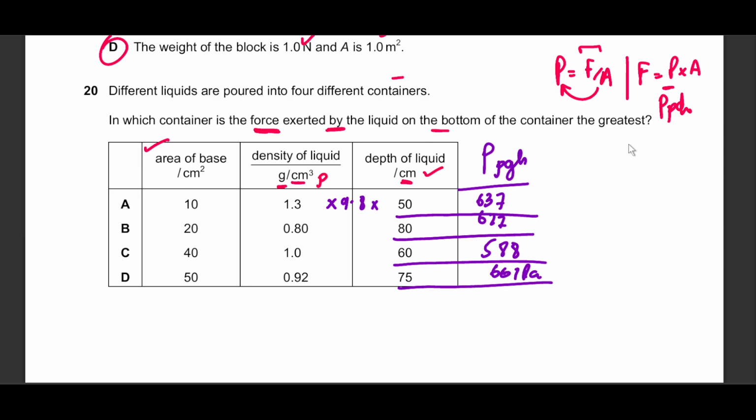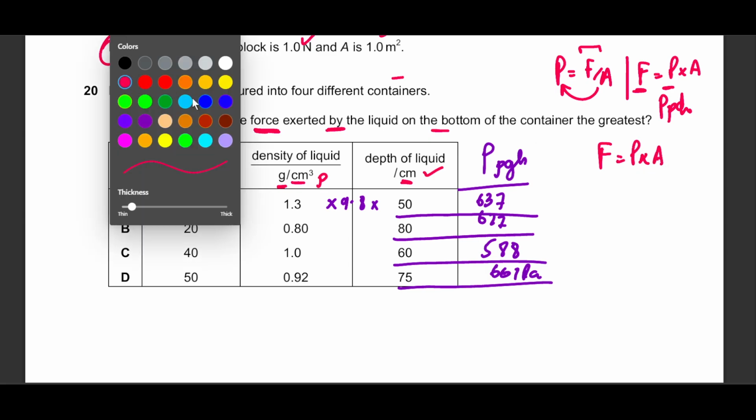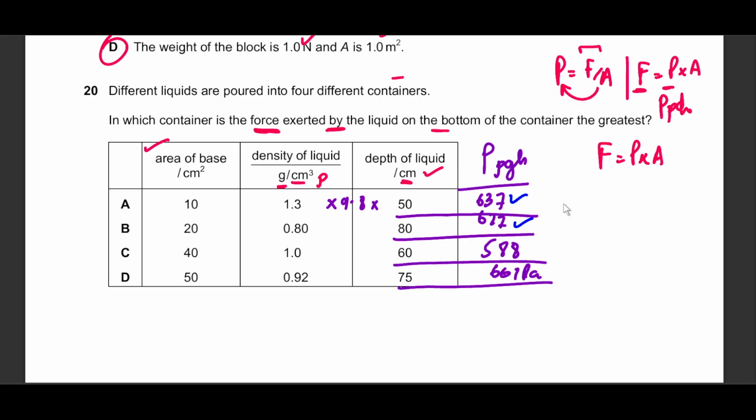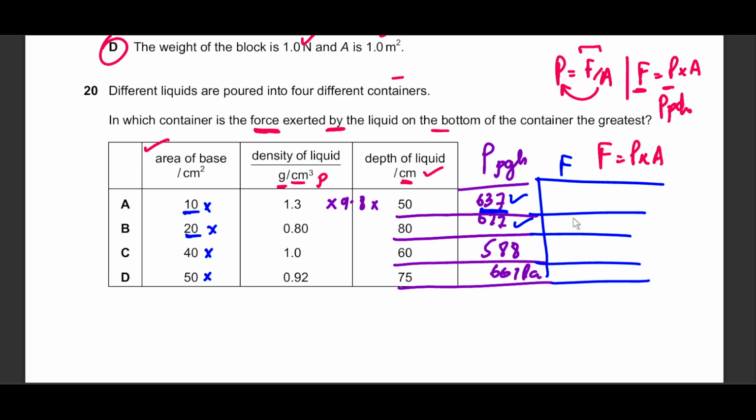I want to find the force. Force is supposed to be pressure multiplied by area. Now, I have all the pressures, so let's find the force by multiplying these numbers with the cross-sectional areas of the bases. So 637 multiplied by 10, then 627 multiplied by 20, 588 by 40, and 667 by 50. So if I make a column for force, this again comes out as a few options. Let's say the first comes out as 6370 newtons. This one comes out as 1240 newtons. This one is 23520 newtons. This one is 33050 newtons.